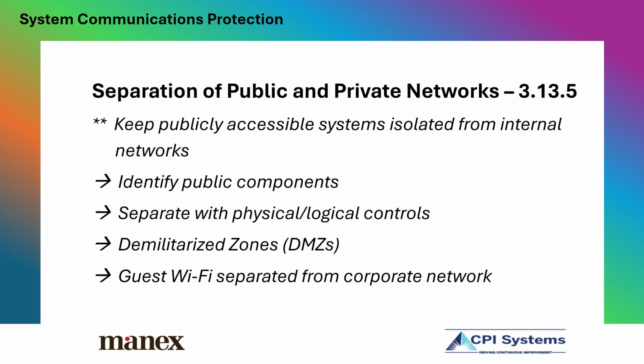Separation of public and private networks. Control 3.13.5 requires us to keep publicly accessible systems, like company websites, isolated from internal networks.